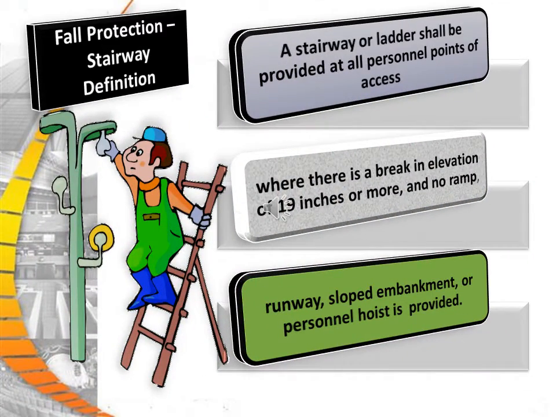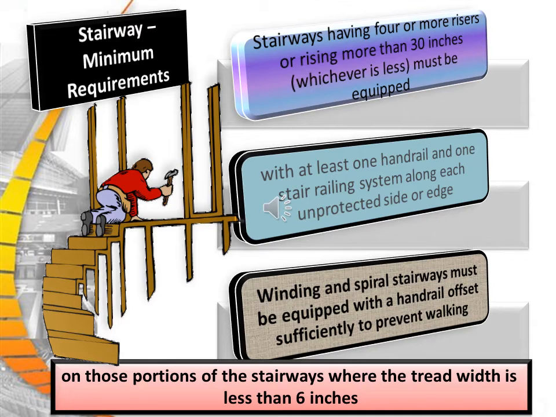A stairway or ladder shall be provided at all personnel points of access where there is a break in the elevation of 19 inches or more and no ramp, runway, sloped embankment, or personnel hoist is provided. Winding or spiral stairways must be equipped with a handrail offset sufficiently to prevent walking on those portions of the stairway where the tread width is less than 6 inches.